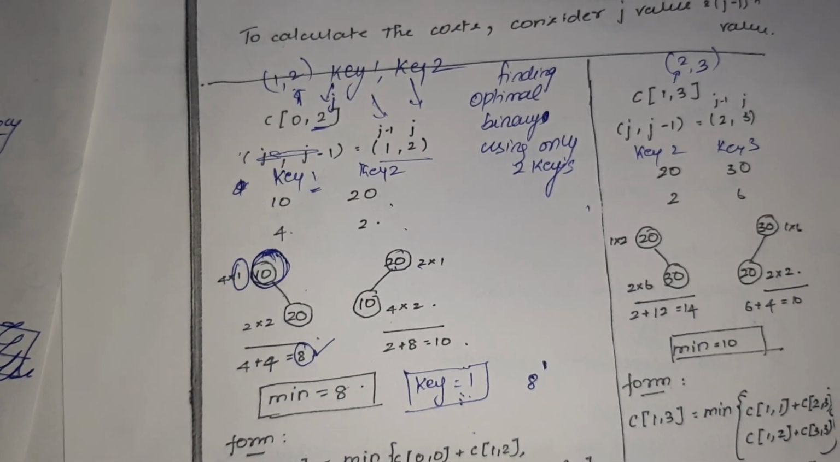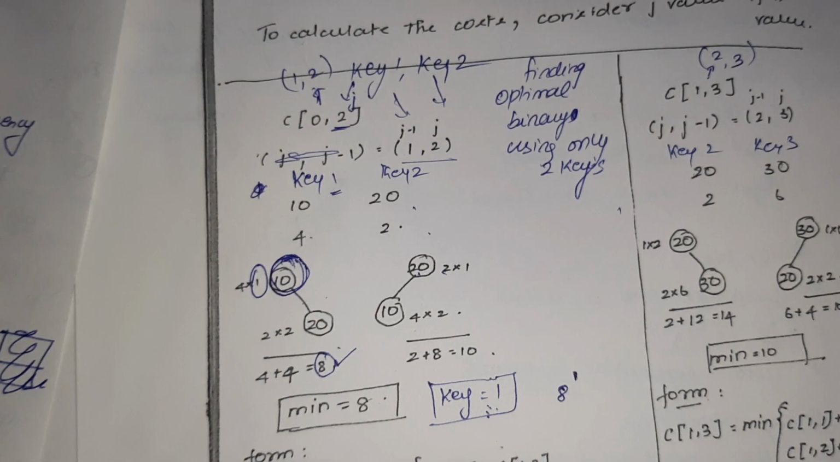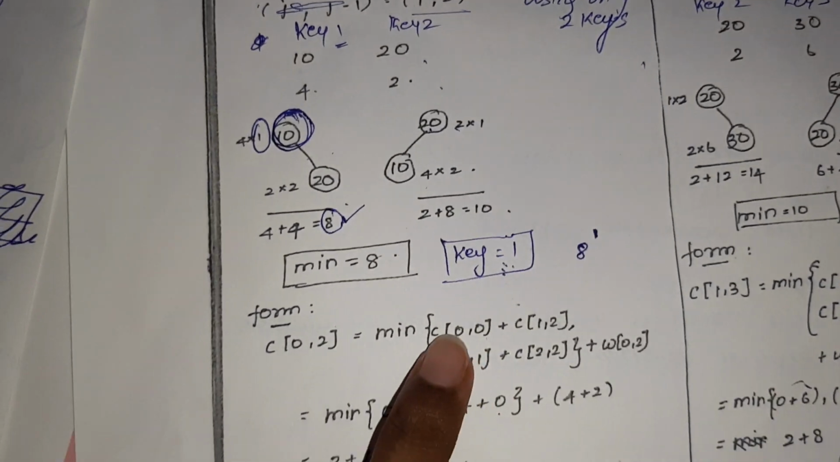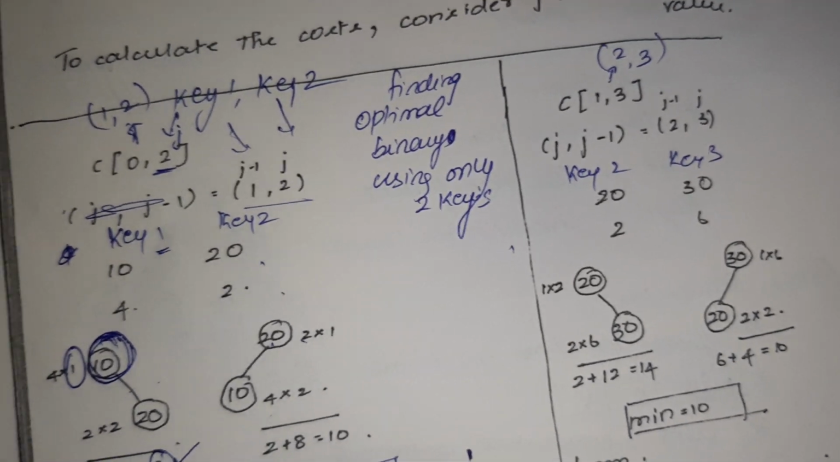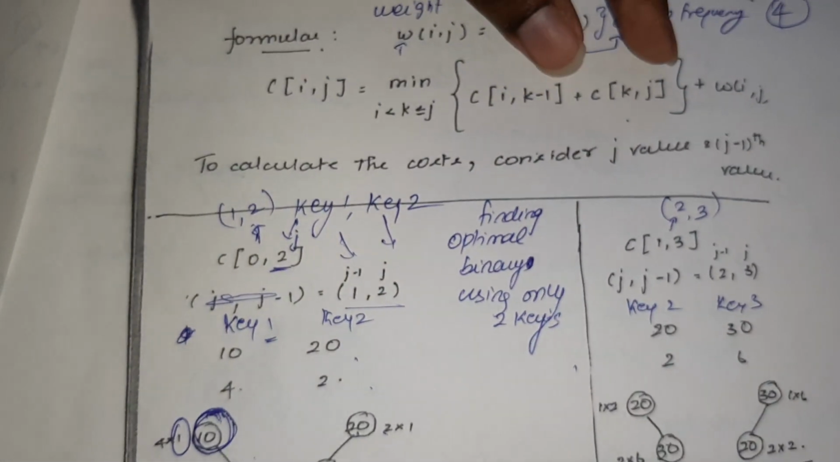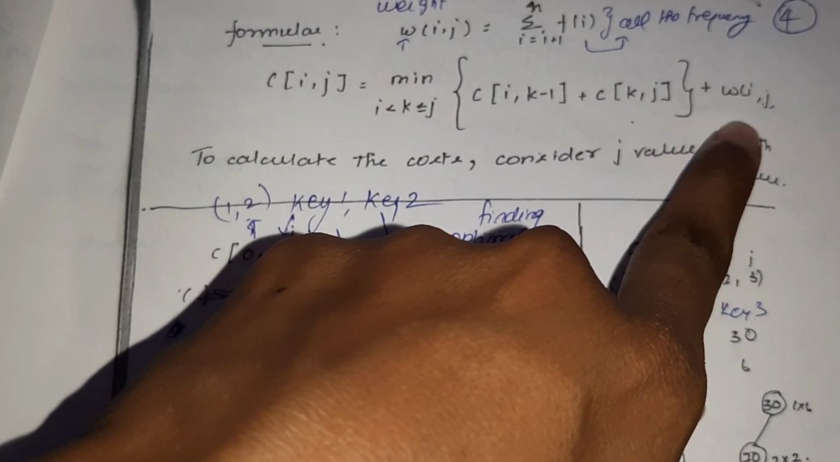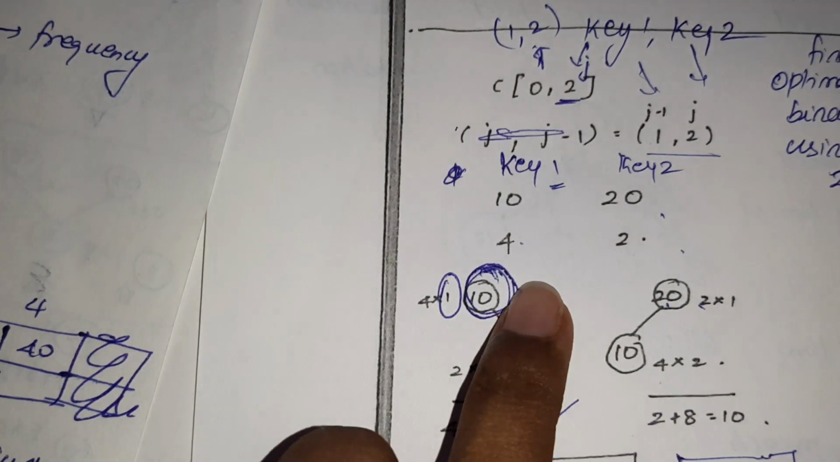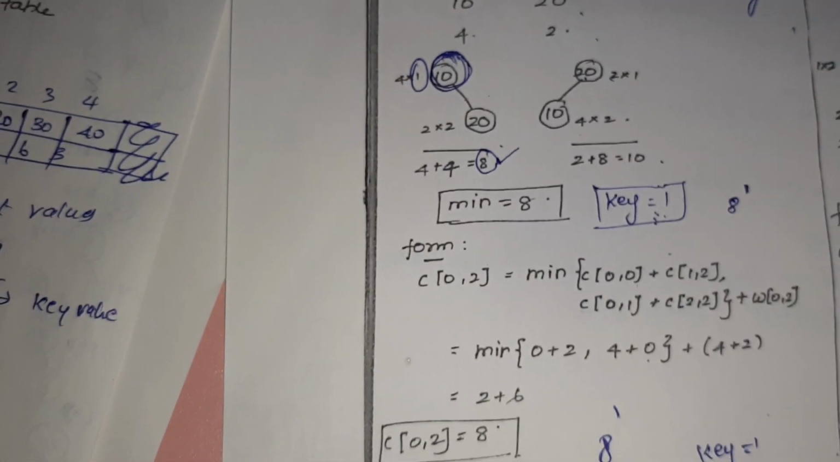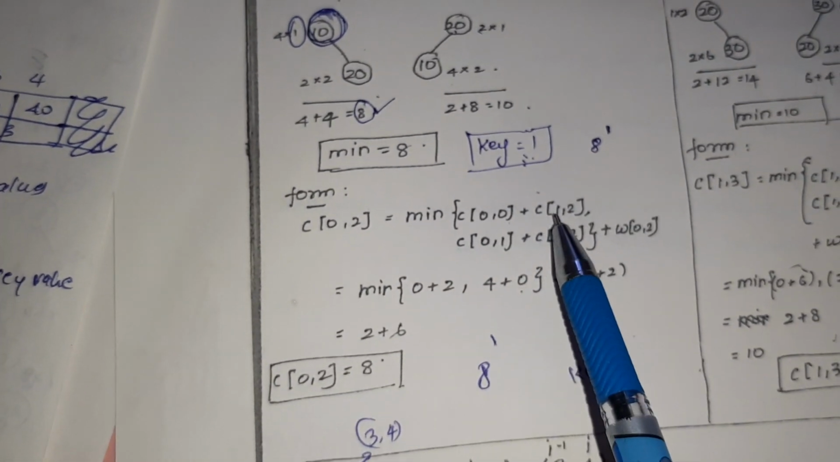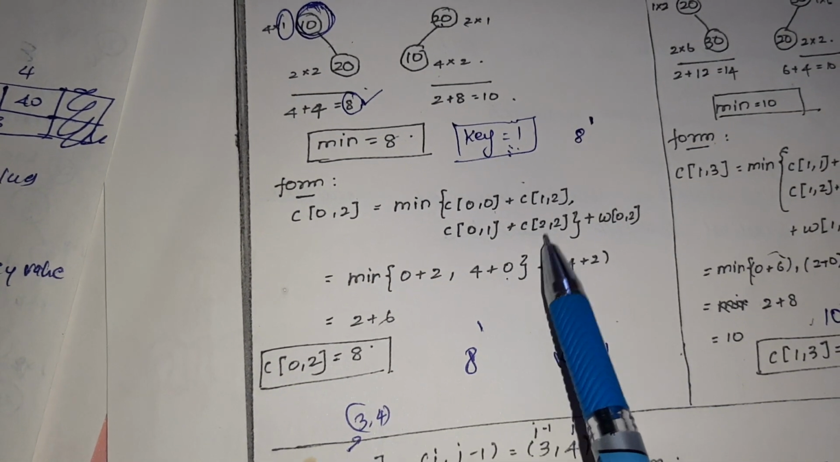So i is nothing but 0. Then j, we should find out with the minus 1 formula. So what will happen here? 0 comma 0, according to the formula, just apply the i and k minus 1 value, and k and j minus 1 value. So next, how are we finding the w? I already said here, according to this condition, the frequency 4 plus 2 is nothing but 6. So from this minimum, 0 comma 0, 1 comma 2, 0 comma 1, 2 comma 2 they gave.